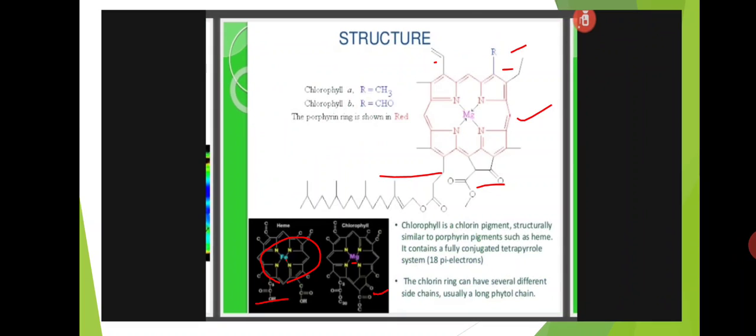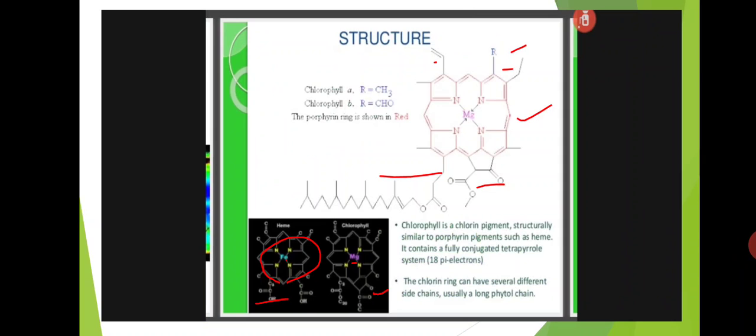And structure of chlorophyll. Chlorophyll is also having a structure like hemoglobin. A porphyrin ring is present, but here the central metal atom is magnesium. The remaining porphyrin ring is common in hemoglobin and chlorophyll. This porphyrin ring is also a tetrapyrrole system. Chlorophyll A and B are having the same structures, but one group is different in both. Here the R group is a methyl group, that is chlorophyll A. If R is a CHO aldehyde group, that is chlorophyll B.